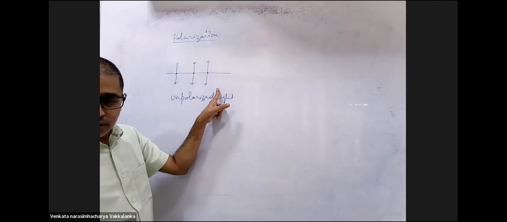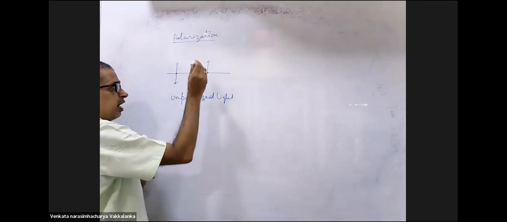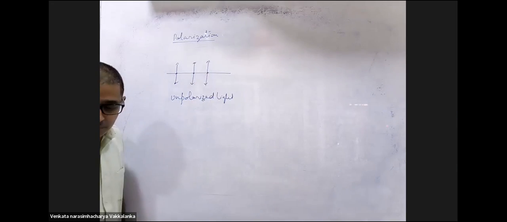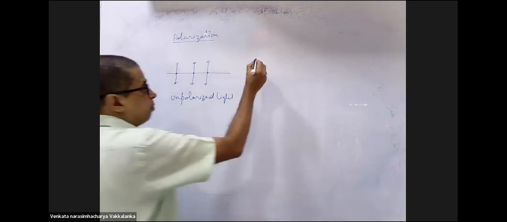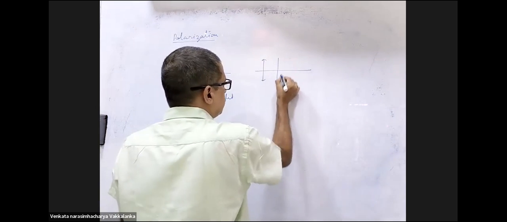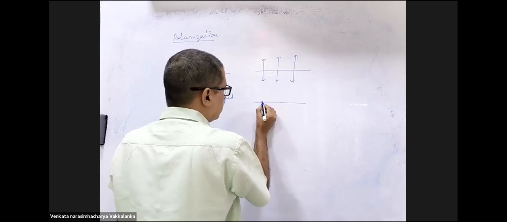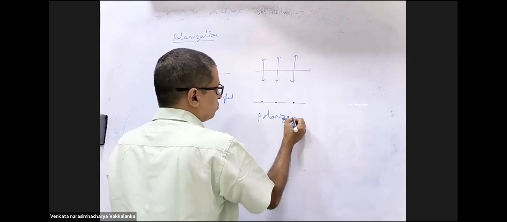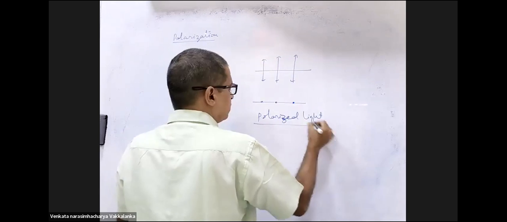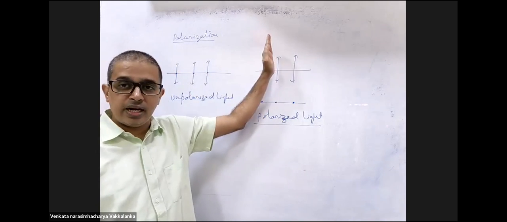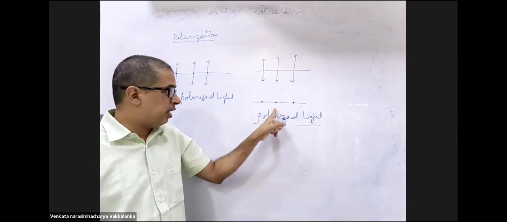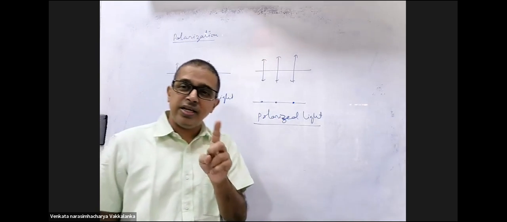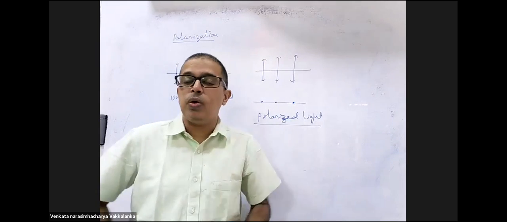This is unpolarized. It is vibrating in this direction as well as this direction. The dot tells me perpendicular to the board, the cross in the plane of the board. Polarized light could either be this way or this way. Both of them are polarized in different planes. This is polarized in this direction, which means this direction is restricted. Restricting the vibration in one direction is polarization.